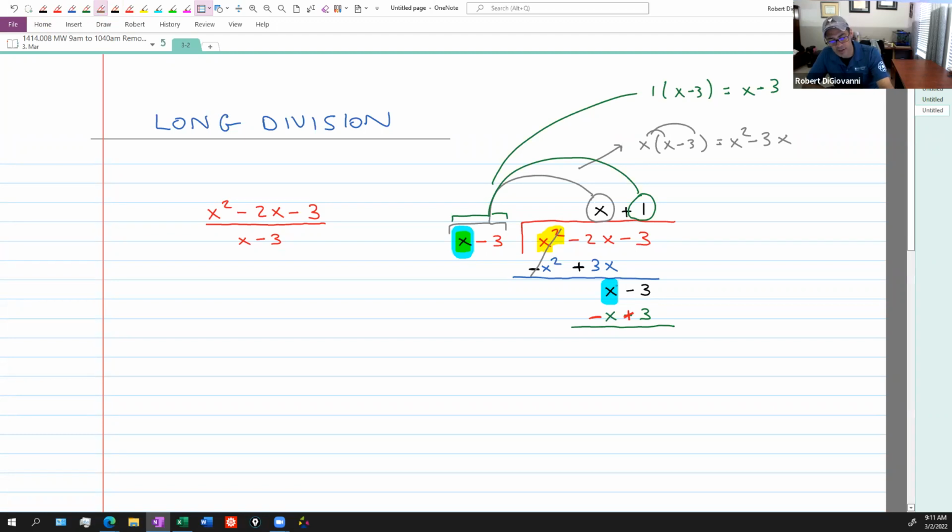And when I add down, the x's go away and the negative 3 and positive 3 go away, and I have a 0. And that means my remainder is nothing, right? My remainder is nothing.